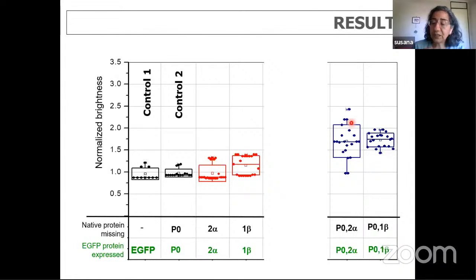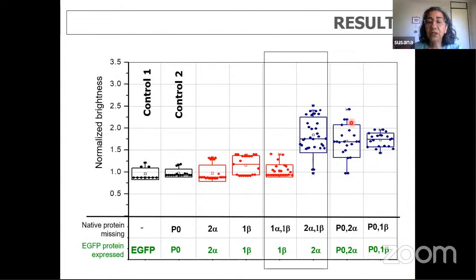Now, there were some interesting cases too. For example, these two, where we remove 1 alpha and 1 beta, and we just add 1 beta labeled EGFP, and we got a brightness of 1, meaning that there is some specificity for 1 beta. 1 beta will probably just go in a specific site for 1 beta, but not in the one that was occupied by 1 alpha. And in the case when we remove 2 alpha and 1 beta, and we add 2 alpha labeled, it occupied both. So it went up.